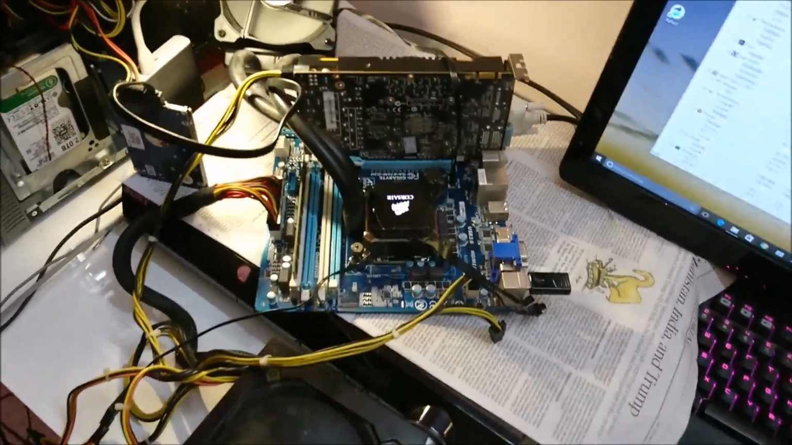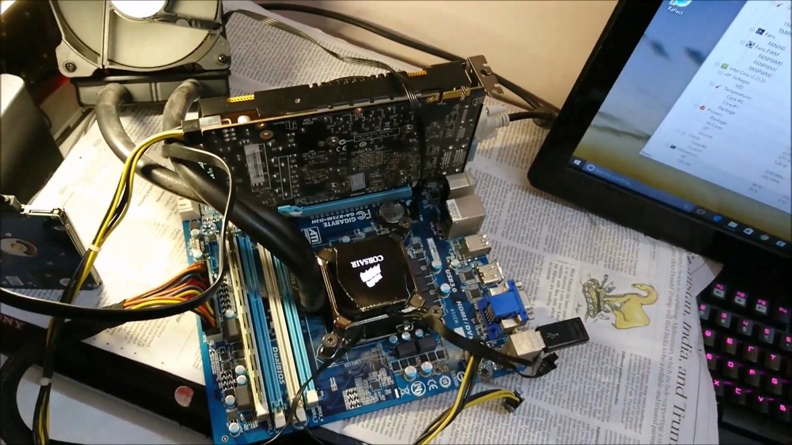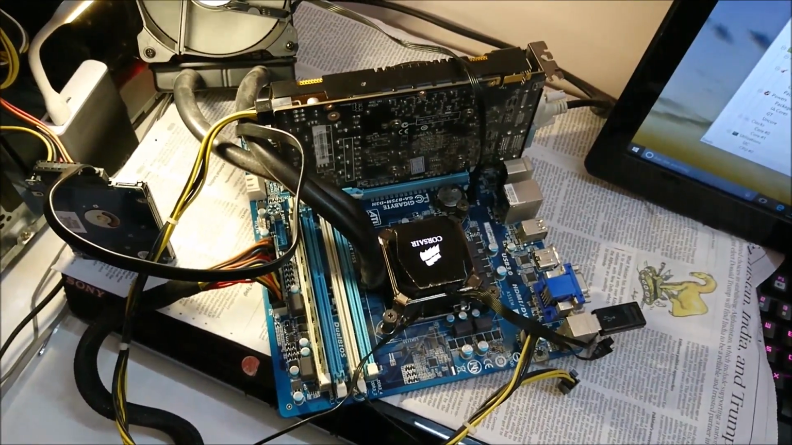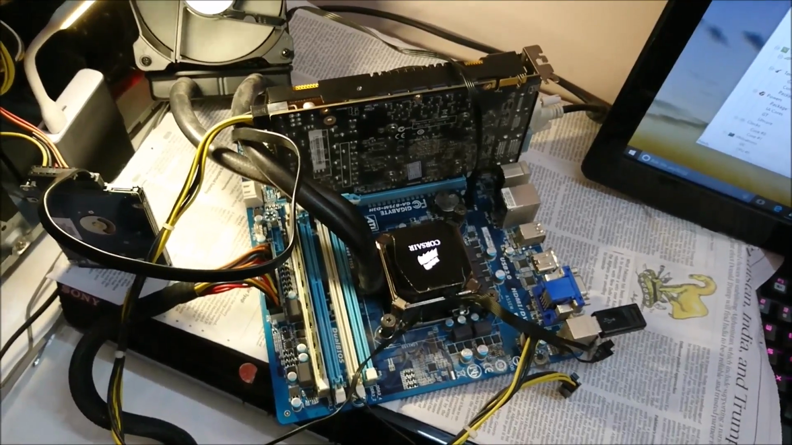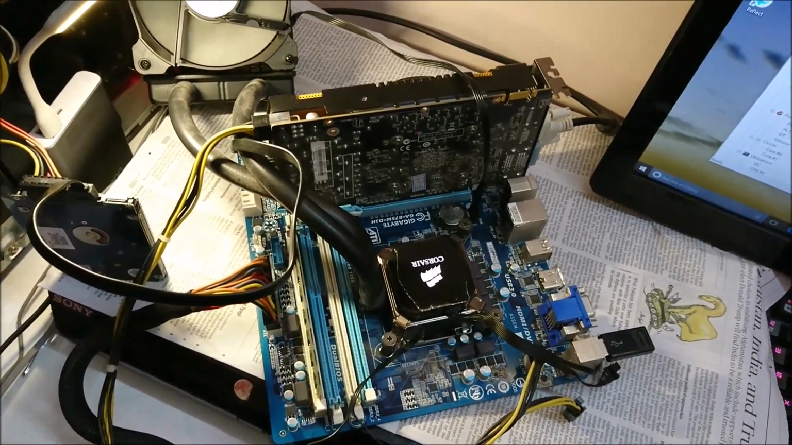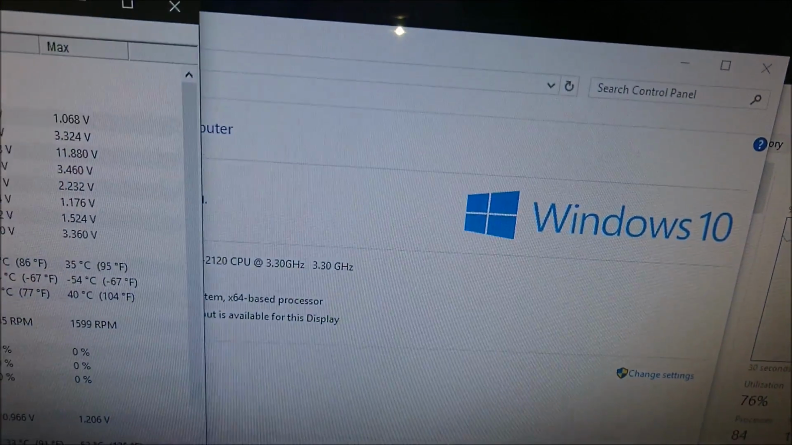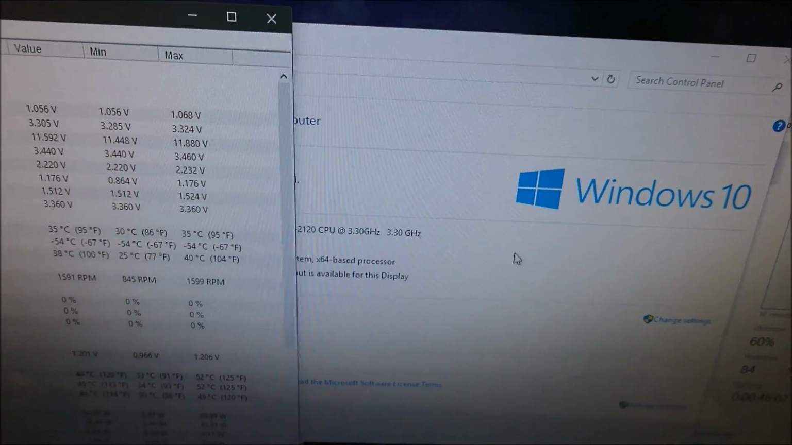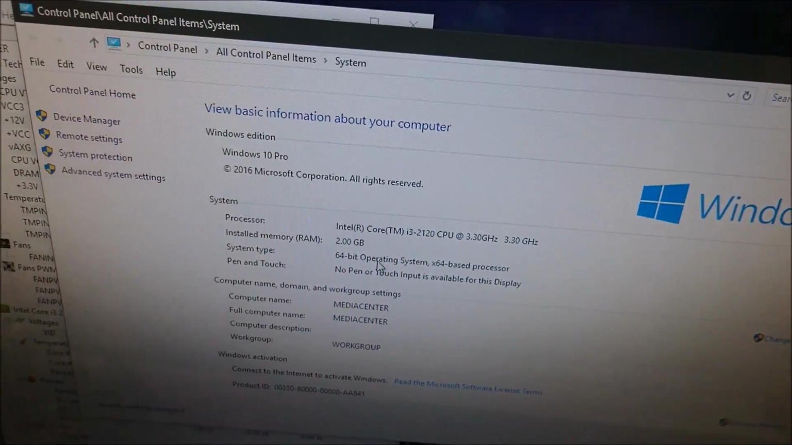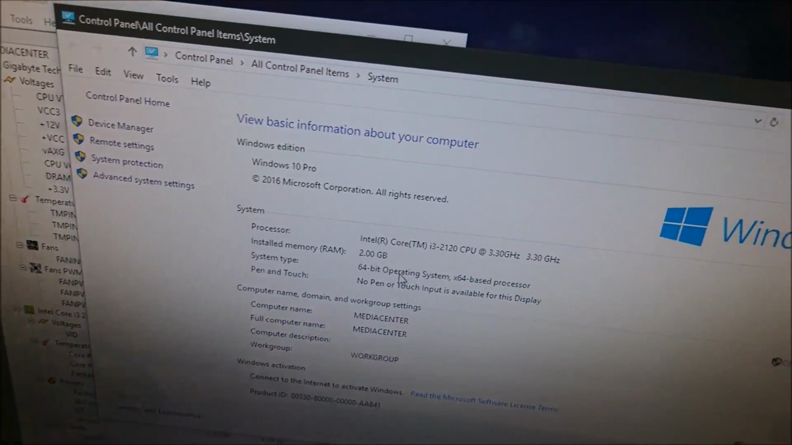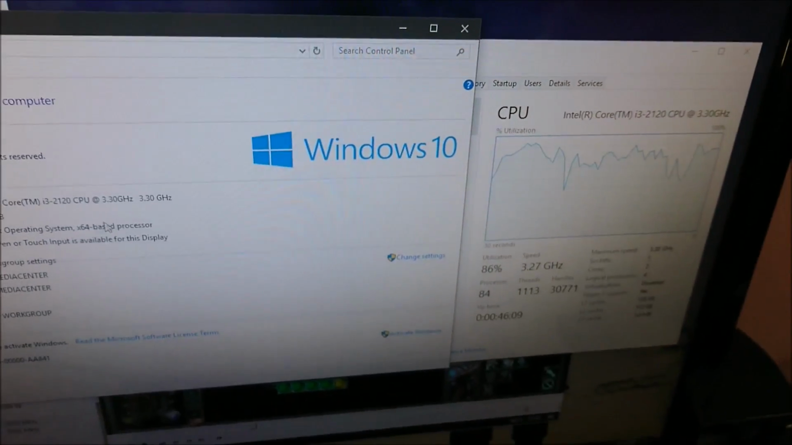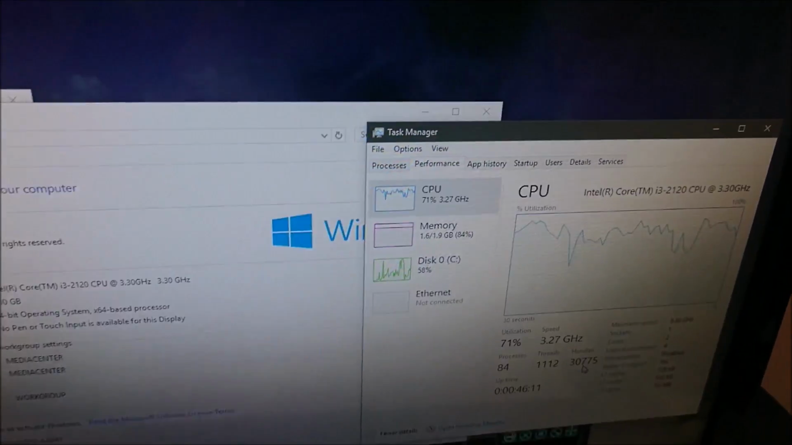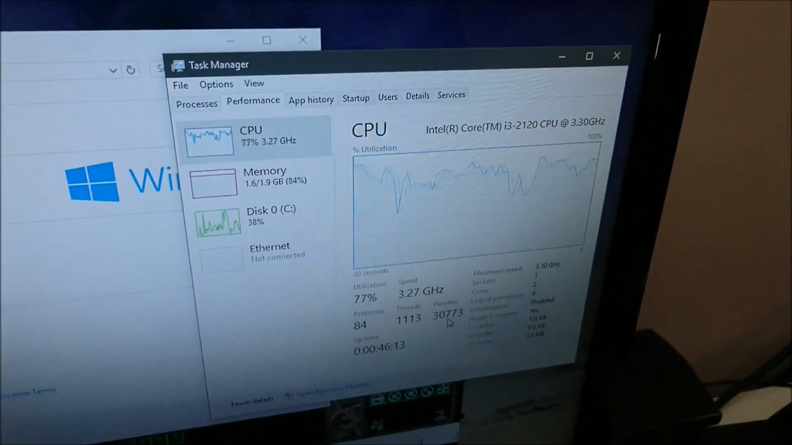But anyway, this is my media center PC. I built this myself back in 2011. This one's running a Core i3-2120 Sandy Bridge CPU, which is clocked at 3.3 GHz. And this one's got 2 GB of RAM, which is more than enough to watch movies and stream music off of the internet. Currently, I'm load testing it because it wasn't working fine.